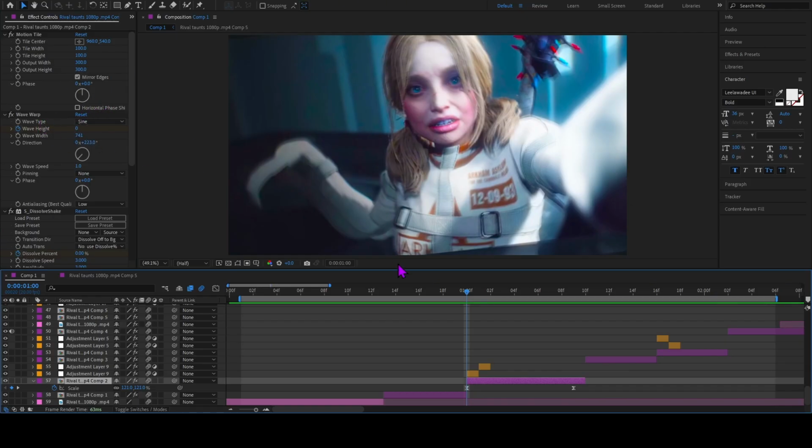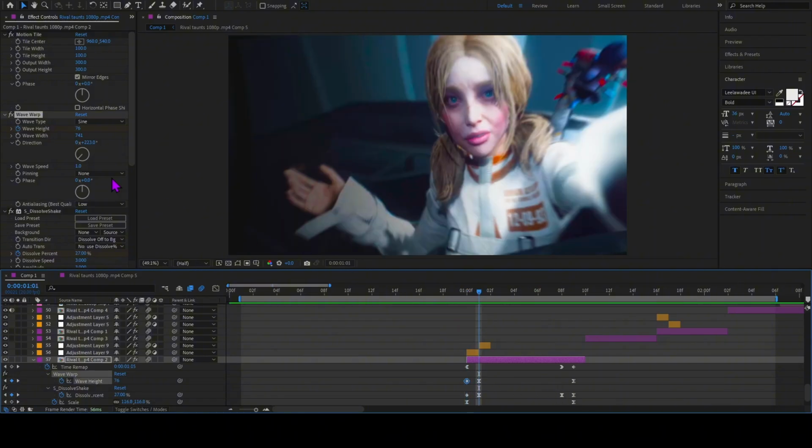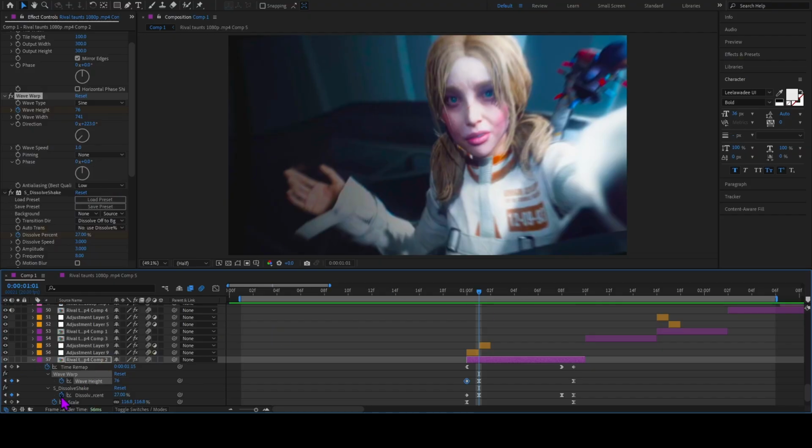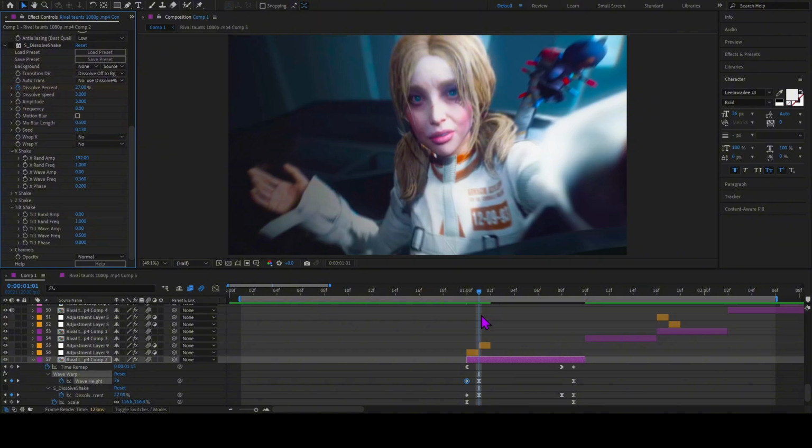So for here, once again, like I do with the shakes, because I had wave warp on here, right? I had 0, and then these are my settings for wave warp. It's just 76 for the wave height, 741 for the wave width, and then the direction 0x223. And then let me show you how this looks. So let me just turn off the shake real quick. It basically looks like this.